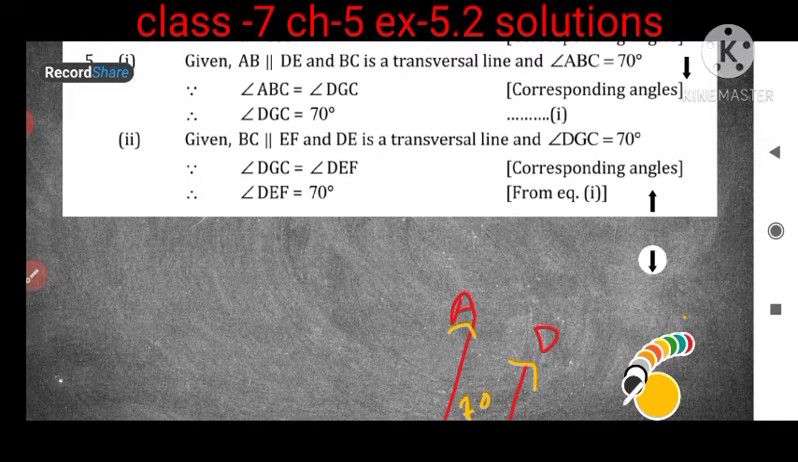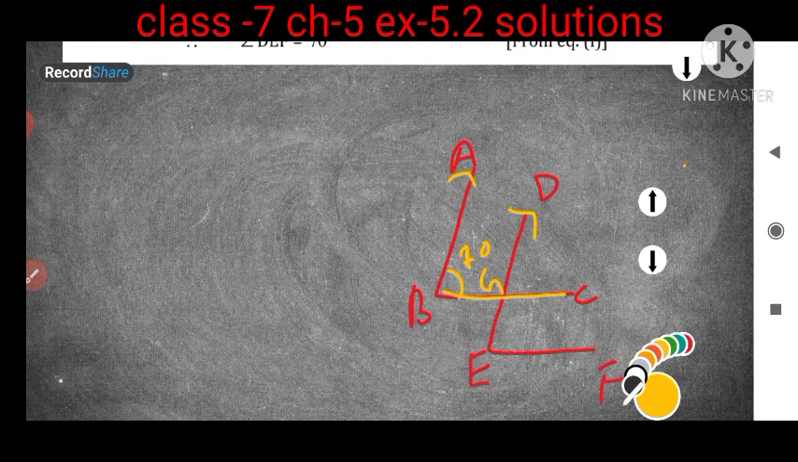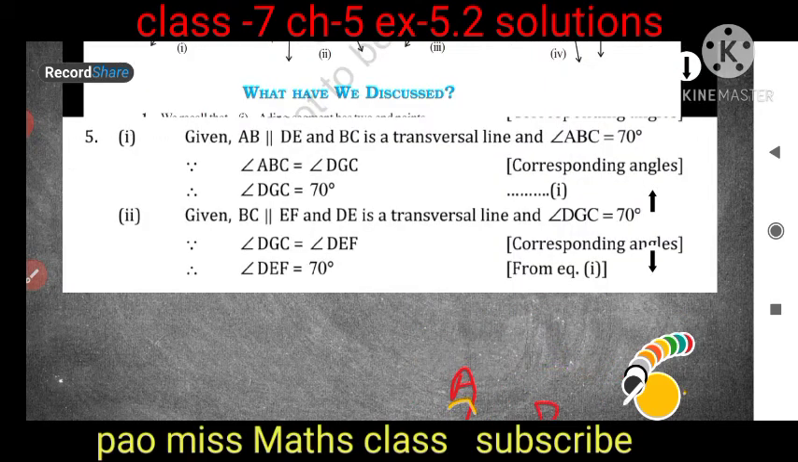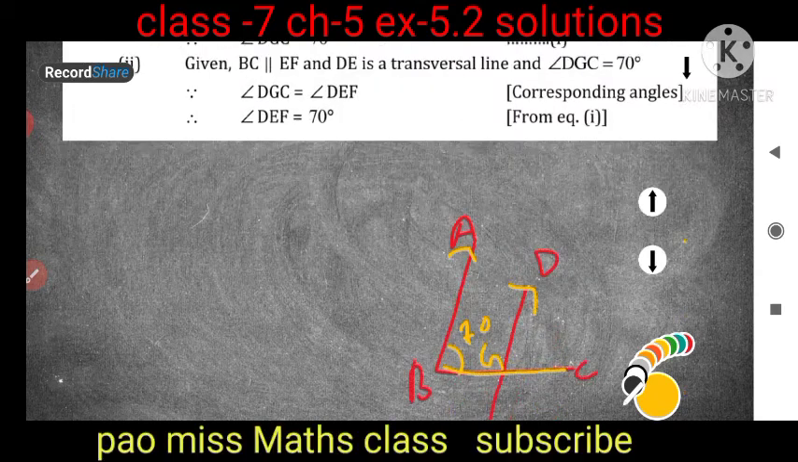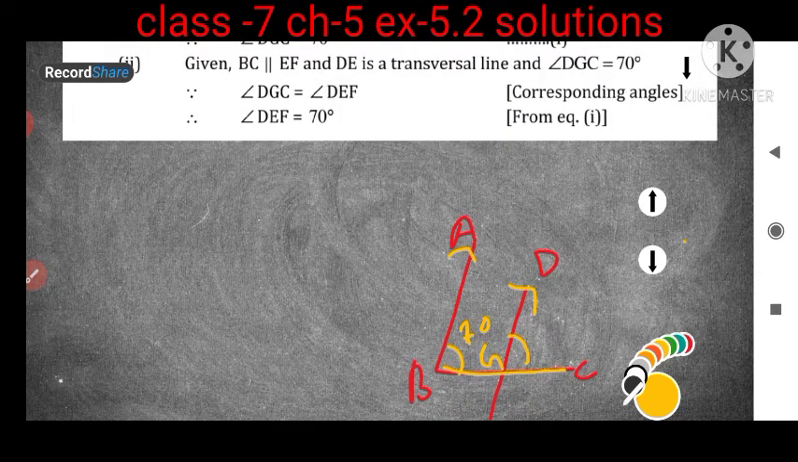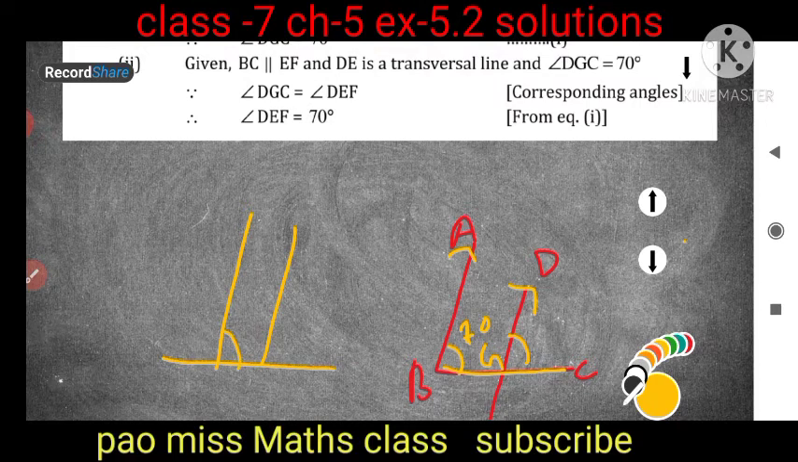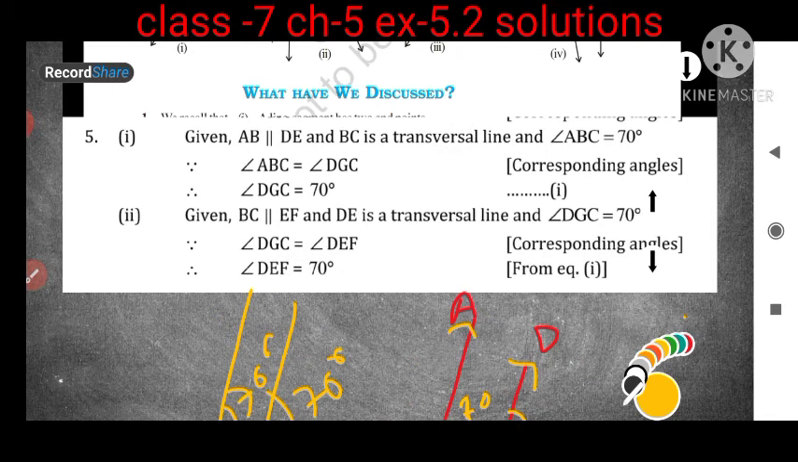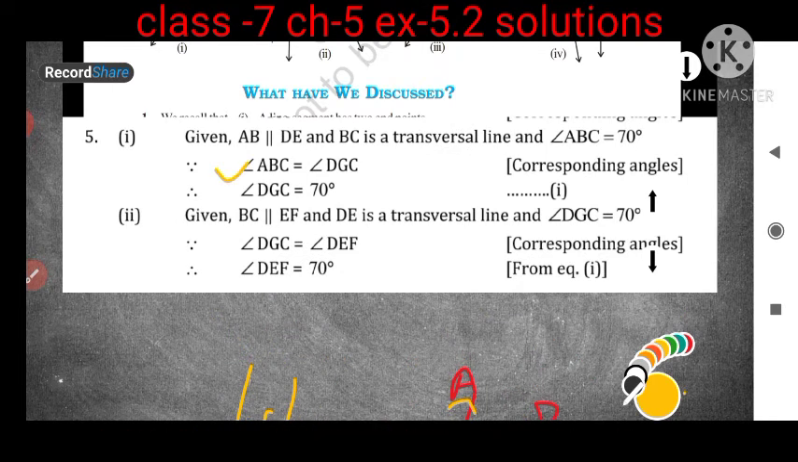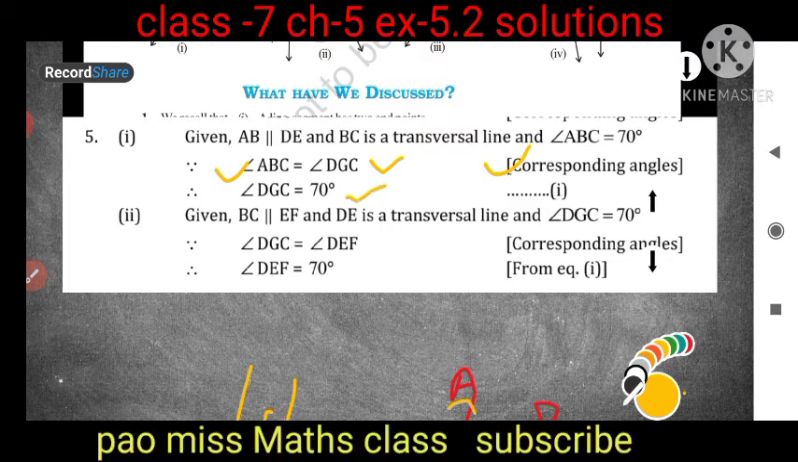Then angle ABC. Now if this is transversal, then this angle is how much? 70 degrees. This is already given in the question. Then angle DGC, this angle, will also be 70, or not, because this is also what? Corresponding angle. Now these two lines are parallel lines, then one transversal line is like this. So this angle and this angle will be corresponding angles, isn't it? So if this is 70, then this angle will also be 70 degrees. That is why angle ABC is equal to DGC, by corresponding angles. So DGC is also 70 degrees. So we got one value.